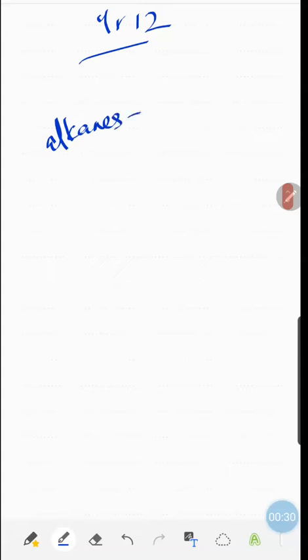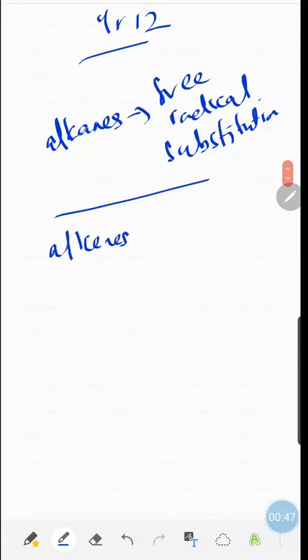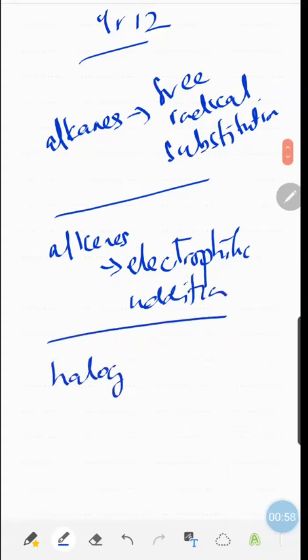Alkanes, free radical substitution. Okay, now remember this is a recap because you've already covered these topics in class. Alkenes, electrophilic addition. Halogenoalkanes, nucleophilic substitution.